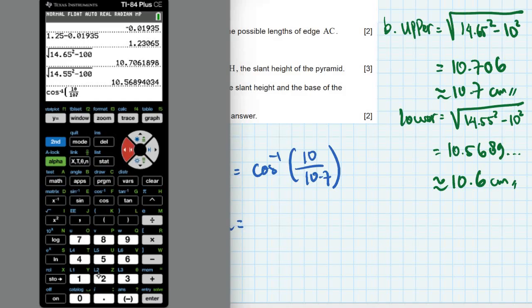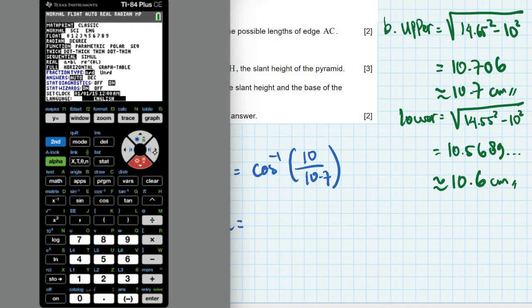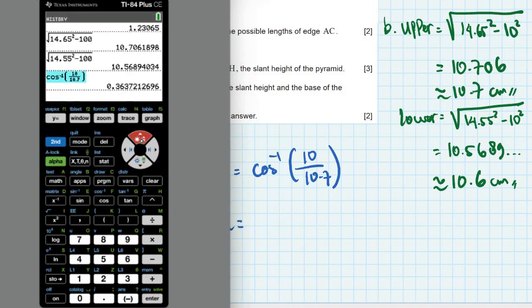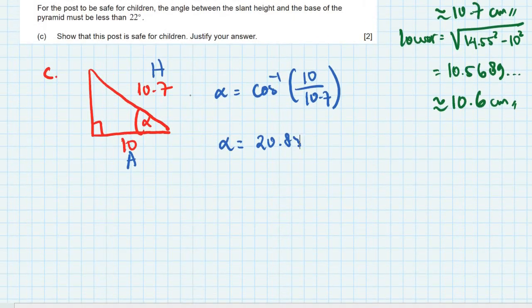What do we get? Oh sorry, it's in radians. We have to change it into degrees. See, practice makes perfect. Okay, we have 20.83. This is still less than 22, which is safe, but let's check the other slant height, 10.6.